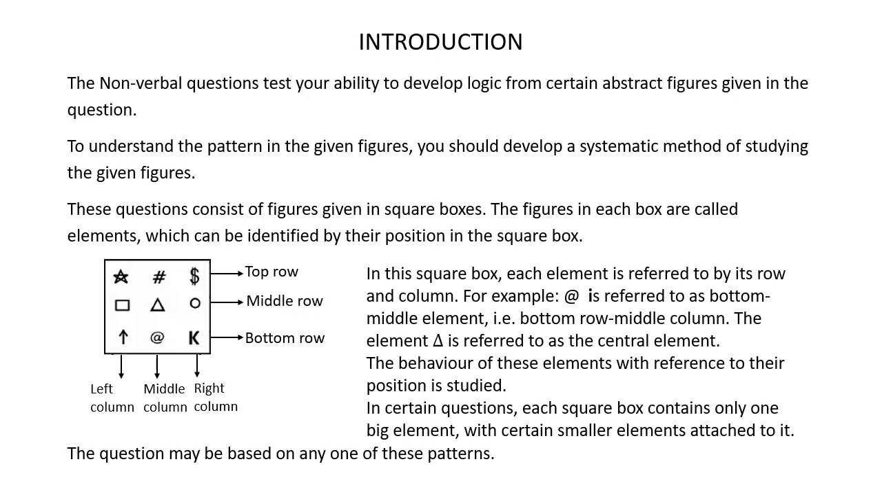Now in this square box, each element is referred to by its row and column. So this is the top row, this is the middle row and this is the bottom row. This is the left column, this is the middle column and this is the right column. So the sign at this position is referred to as the bottom middle element, which means bottom row and middle column. The element triangle is referred to as the central element. The behavior of these elements with reference to their position is studied.